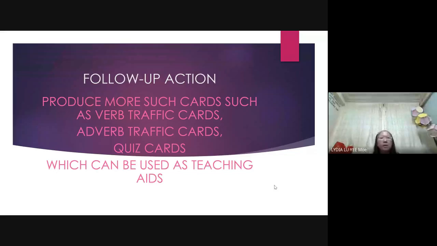And these cards can be taken into the class interchangeably. Today, if I want to concentrate on verbs, I take in the set of cards using verbs. So these are my teaching aids. At the same time, the students are using them. All right. So it is limitless what can be done with these cards as teaching aids.